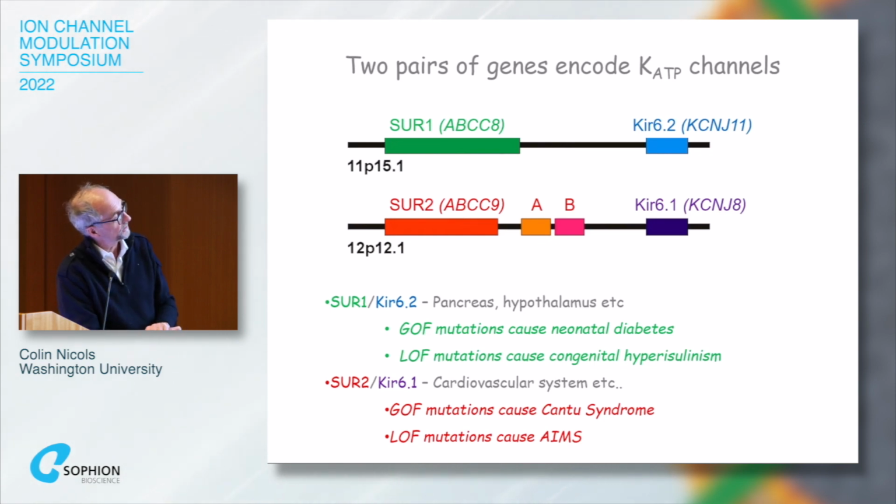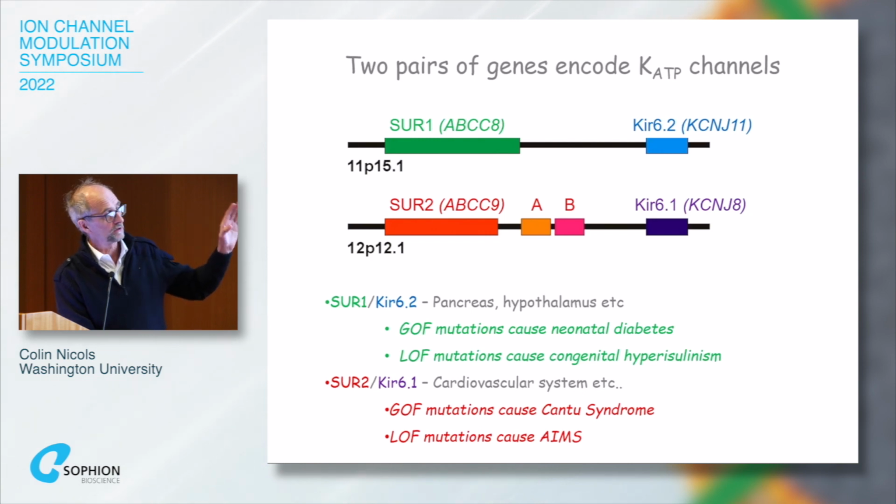Overall, the expression patterns for these proteins match the gene pairing in that SUR1 and KIR6.2 are highly expressed in pancreatic beta cells and alpha cells, as well as neurons. And because of this, gain of function in either of these subunits will cause neonatal diabetes by inhibiting electrical activity and insulin secretion in the pancreas. Conversely, loss of function mutations cause congenital hyperinsulinism and blood glucose lowering.